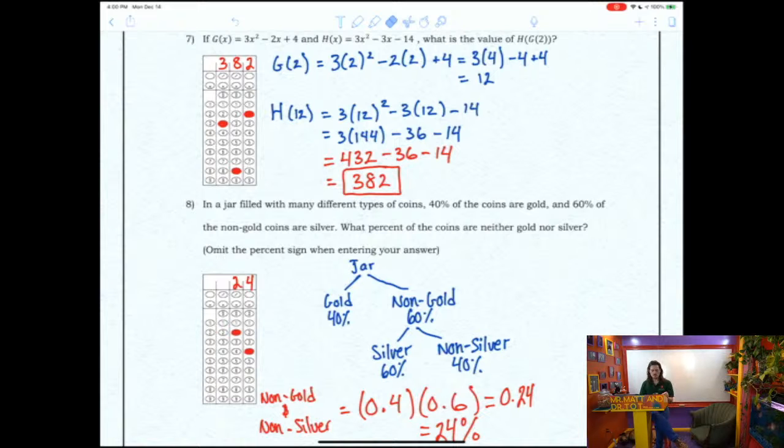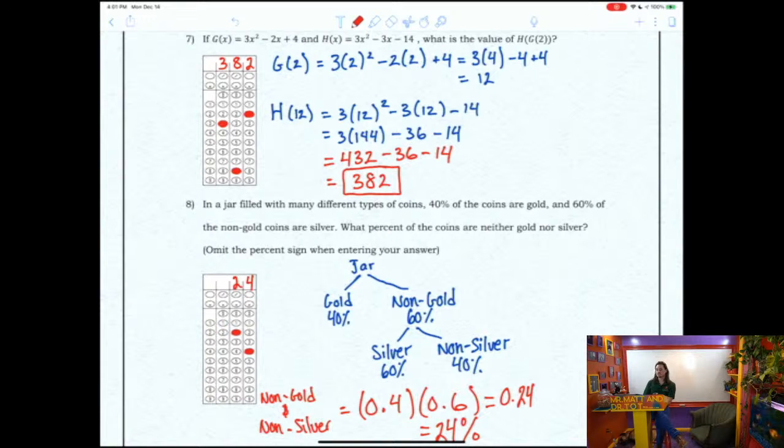Okay, so for number 7, these are composite functions. So we're evaluating one function for a given value, and then whatever that output is, we're using as a new input value for the second function. So you have to work from the inside out. Inside the parentheses, we're really evaluating g of 2.